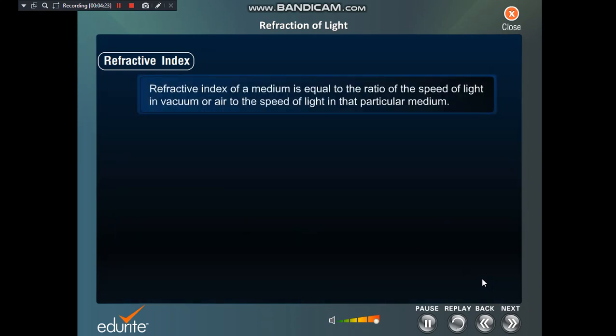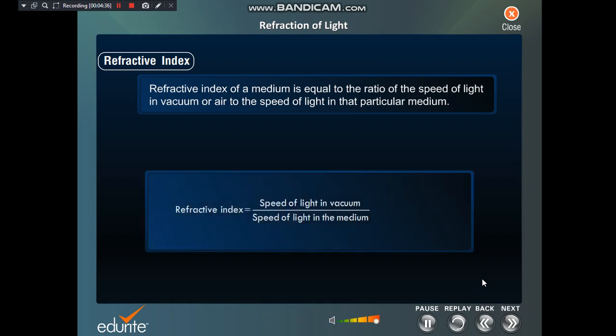Refractive index of a medium is equal to the ratio of the speed of light in vacuum or air to the speed of light in that particular medium. Refractive index is equal to speed of light in vacuum by speed of light in the medium. This ratio is always a constant for a given pair of media. It is represented by the Greek letter mu.